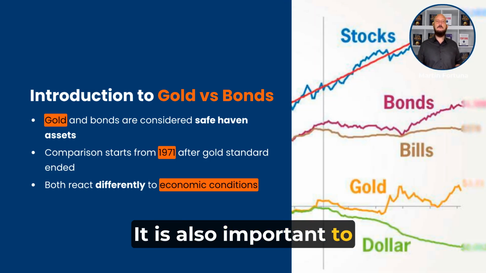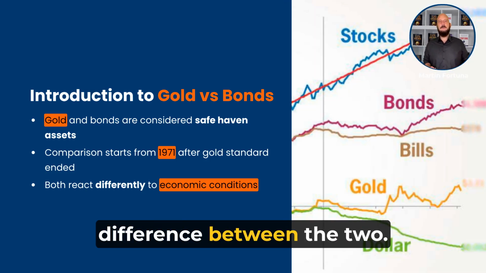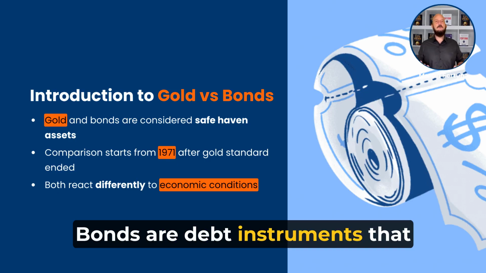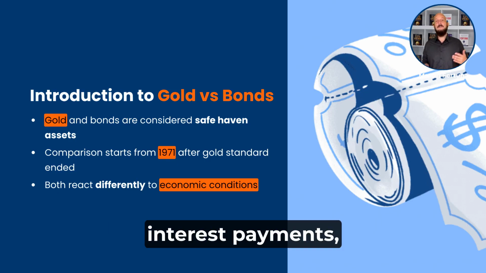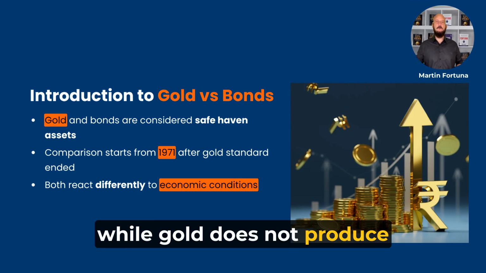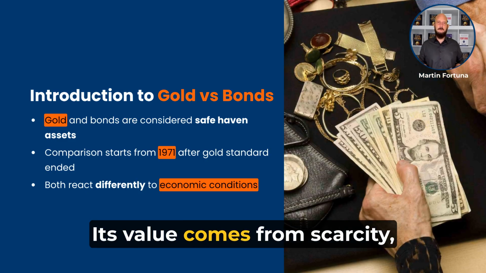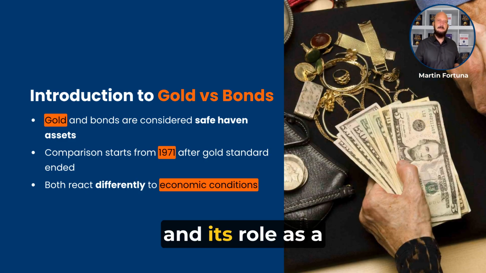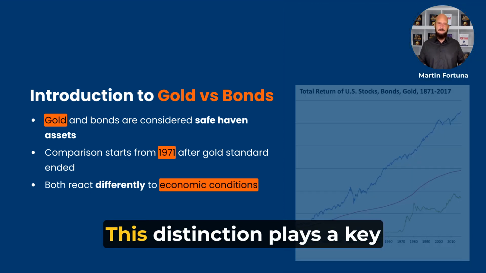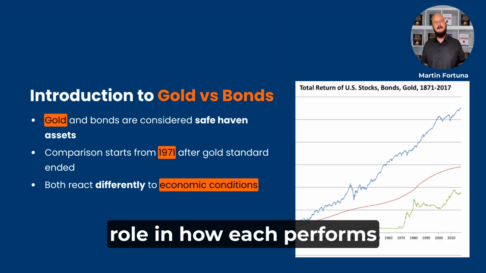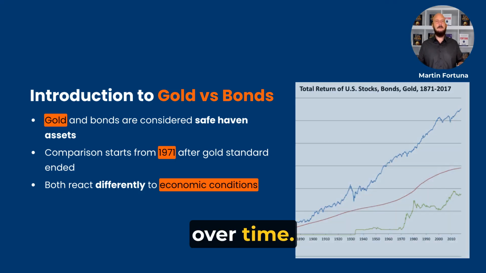It is also important to recognize the fundamental difference between the two. Bonds are debt instruments that generate income through interest payments, while gold does not produce any income. Its value comes from scarcity, trust, and its role as a store of value. This distinction plays a key role in how each performs over time.